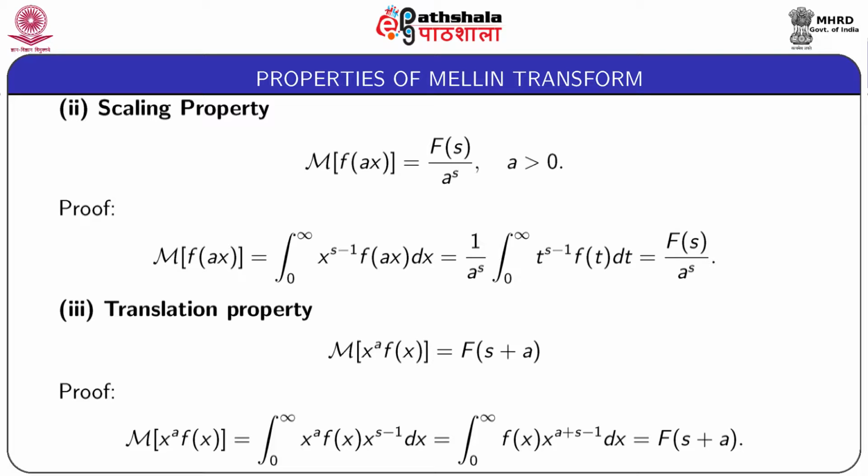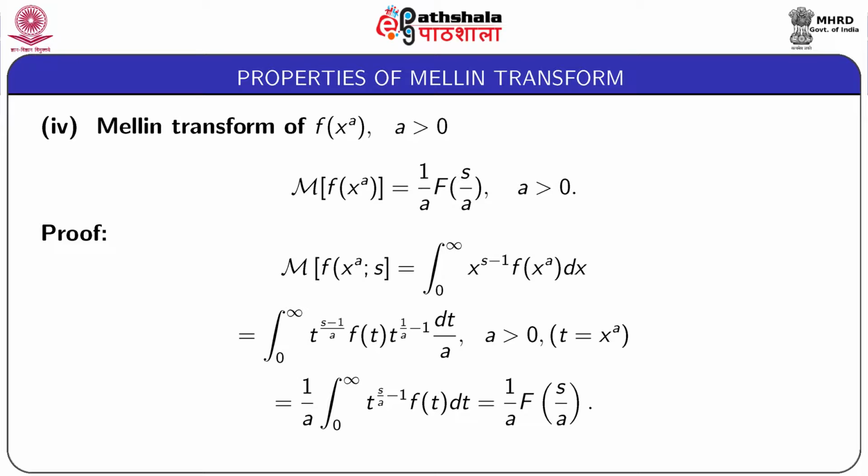Next is the translation property, which is given by the Mellin transform of x to the power a f(x) is equal to capital F of s plus a, where a is some constant. For proof, we write down the Mellin transform of x to the power a f(x), which is equal to the integral from 0 to infinity x to the power a f(x) x to the power s minus 1 dx, that is equal to the integral from 0 to infinity f(x) x to the power a plus s minus 1 dx, and this is equal to capital F of s plus a. So, this is the translation property.